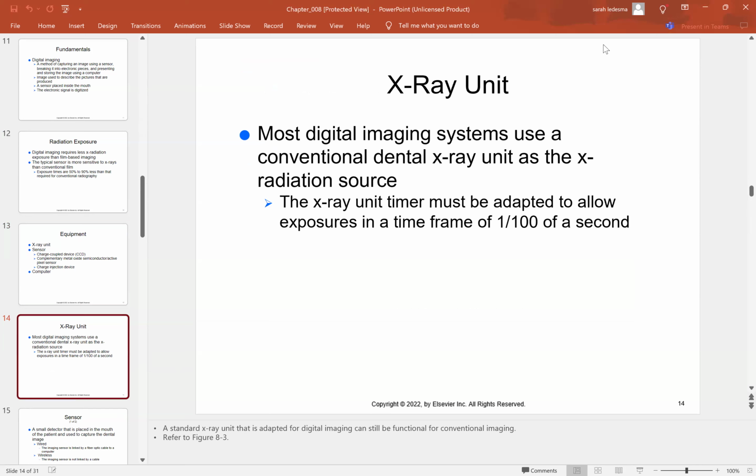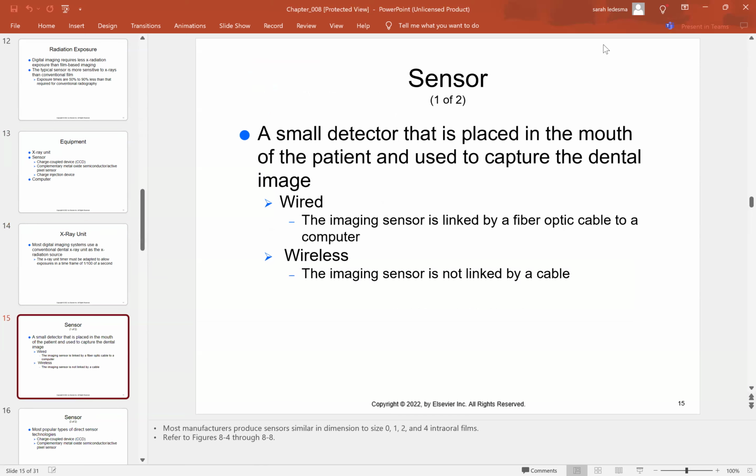X-ray unit. Most digital imaging systems use a conventional dental X-ray unit as the X-ray radiation source. The X-ray unit timer must be adapted to allow exposures in a time frame of 1/100 of a second. A sensor is a small detector that's placed in the mouth of the patient and used to capture the dental image. It may be wired or wireless.